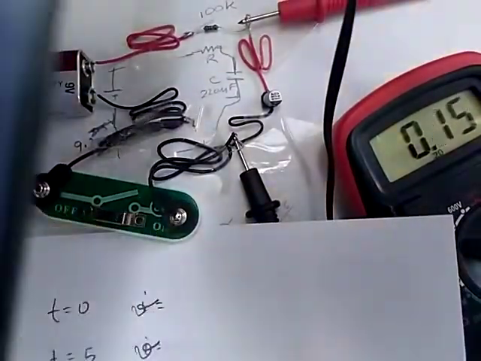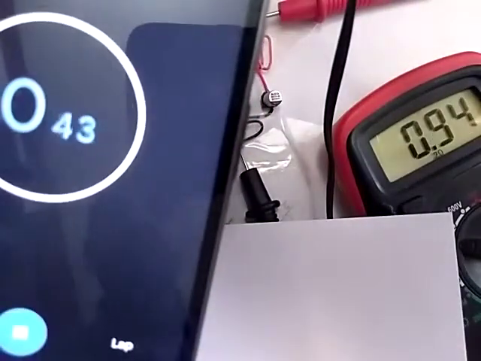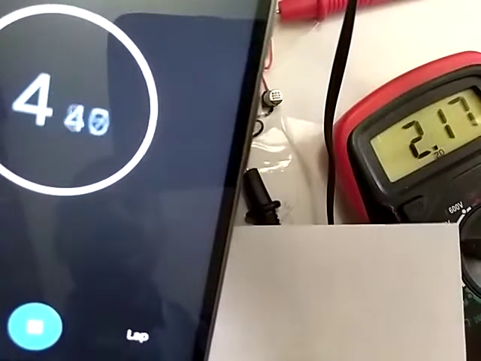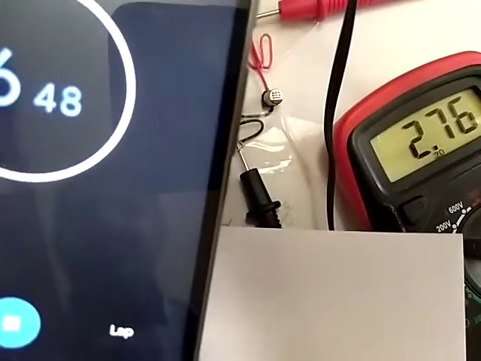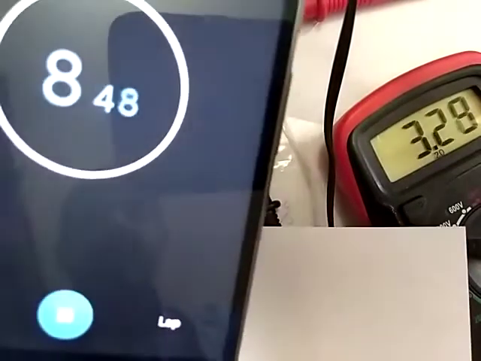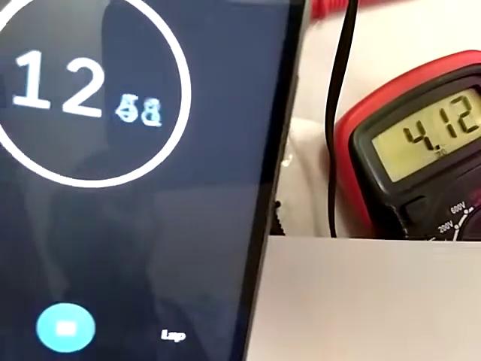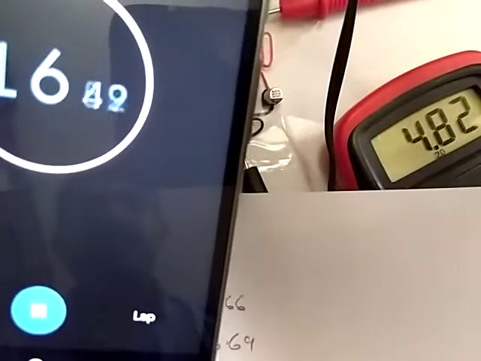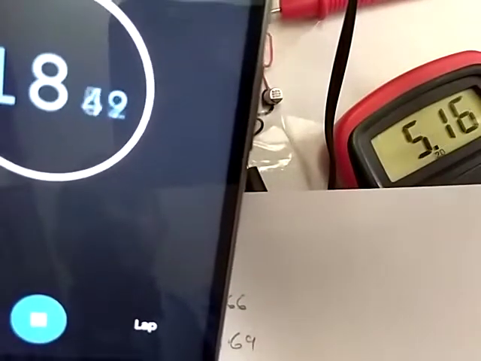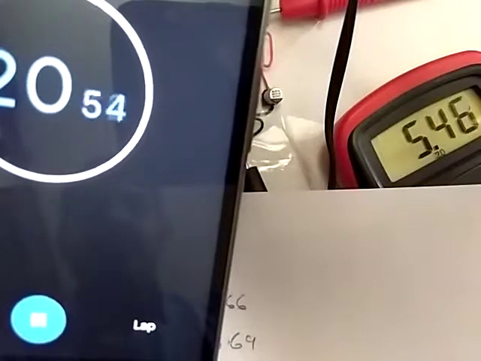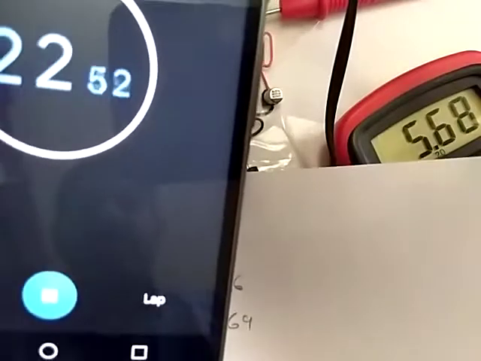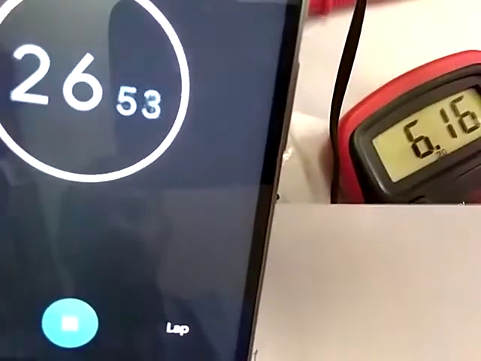So as I turn it on, you see that the voltage is increasing. I have my stopwatch running and I have recorded V equal to 0. At 5 seconds we have 2.66. At 10 we have 3.69. At 15 we have 4.8. At 20 we have 5.4. At 25 we have 6.05.